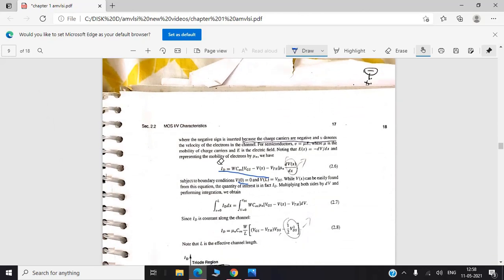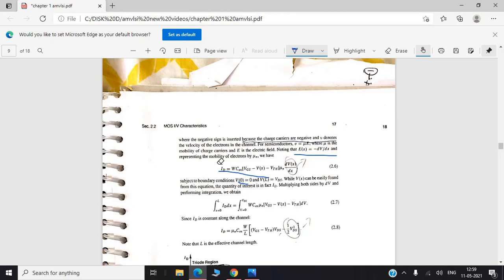mu into E. Okay, so mu is the mobility of the charge carrier and E is the electric field. So again E is given by minus dV by dx. Okay, just substitute in that particular equation. So that is COX (VGS minus Vx minus VTH) into V, where V is mu n, that is for the electron, into E, which is dV by dx with respect to X.